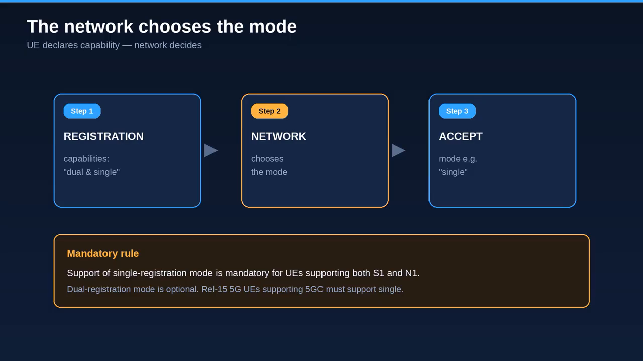Why does the network decide? Because the operator knows the topology, which AMFs and MMEs are paired, whether N26 is deployed, how much dual stack state the cores can hold, and what the roaming partner supports. The phone only knows its own radio view, and one rule is non-negotiable for Release 15 and later phones that support 5G core. Support of single registration mode is mandatory for any UE that supports both S1 mode and N1 mode. Dual registration mode is optional. If you remember only one compliance fact from this lecture, make it that one.